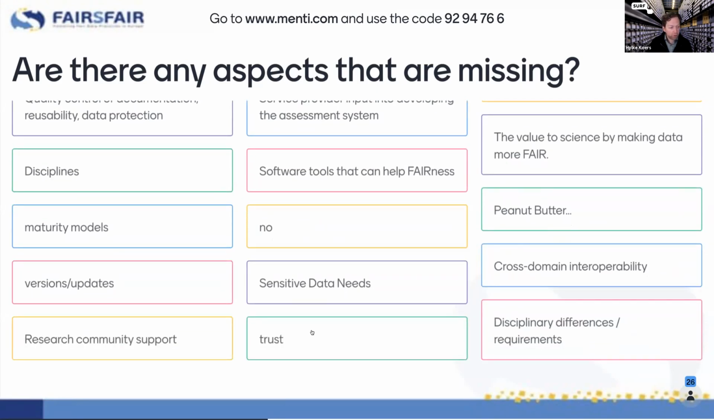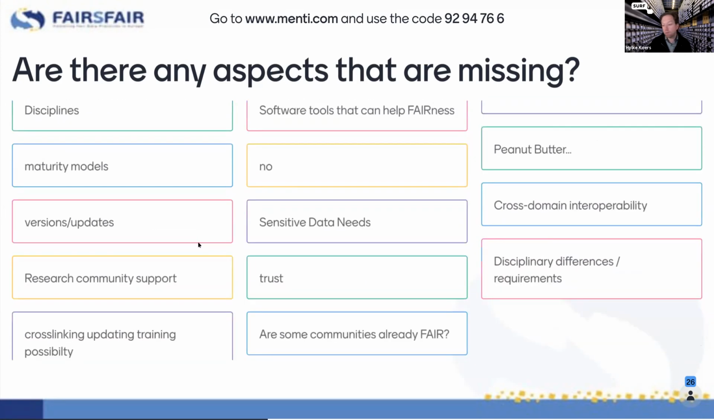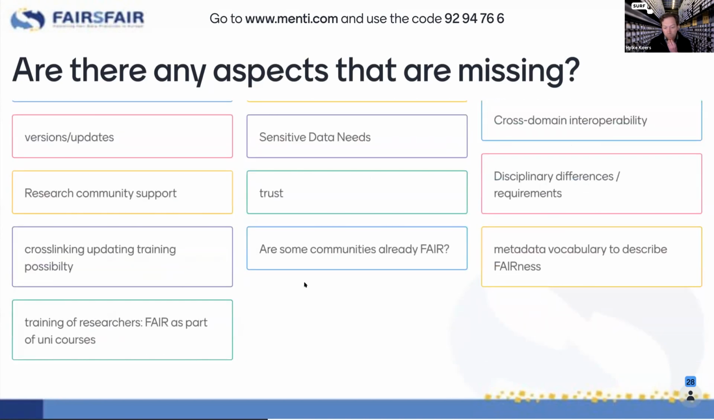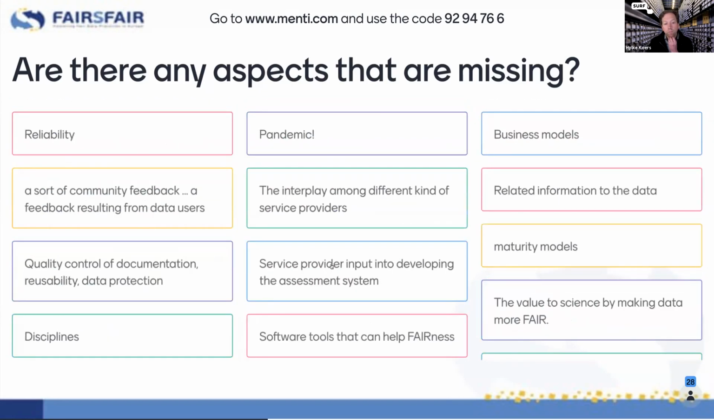Trust, important aspect. Maturity models, yeah, I think we could maybe think about how to define some of our recommendations in terms of a maturity model mapping. Thank you. Vocabularies, cross-linking. Excellent, thank you. That's a lot of great feedback. We'll discuss this within the group and then see how we can use that to improve the next version.